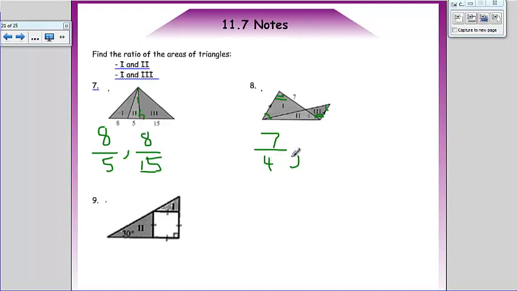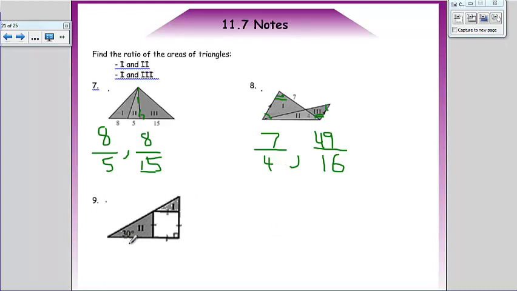So it seems like it's 7/4, but reminder that that's segment, and now we're going to area, so we have to follow the similar figures theorem. So that one gets squared. So the second answer is 49 to 16.